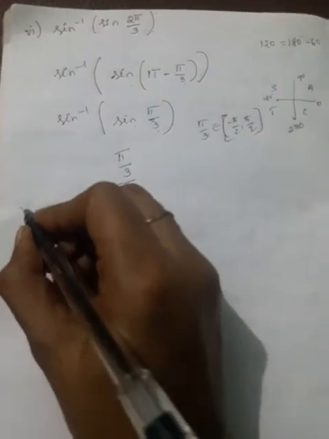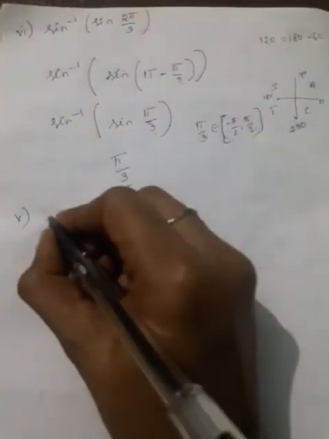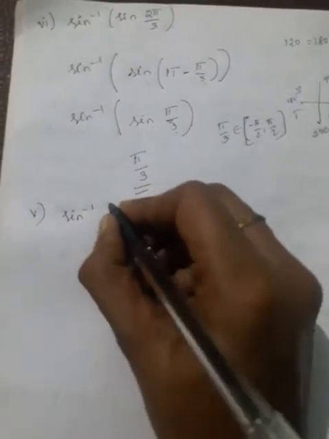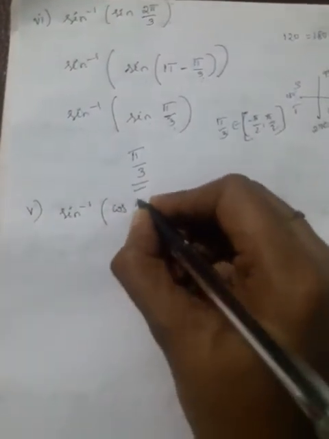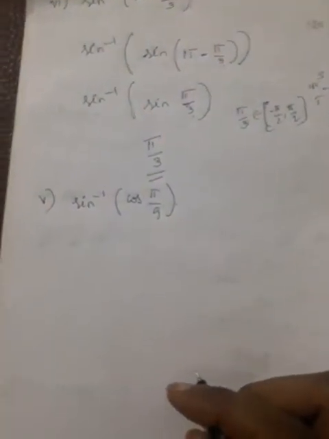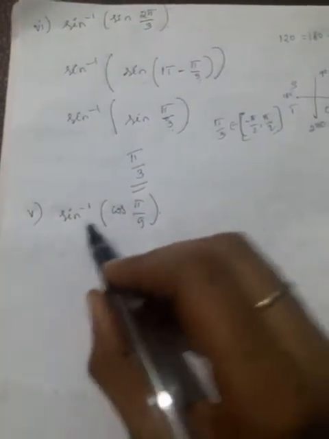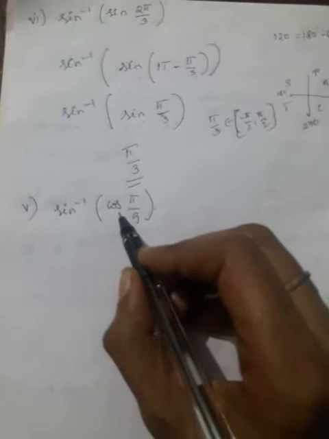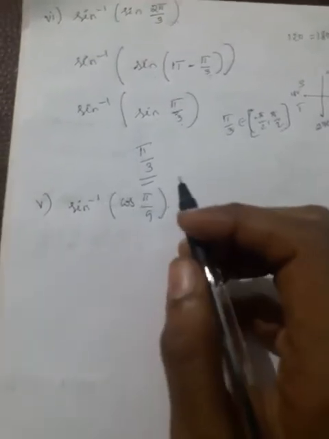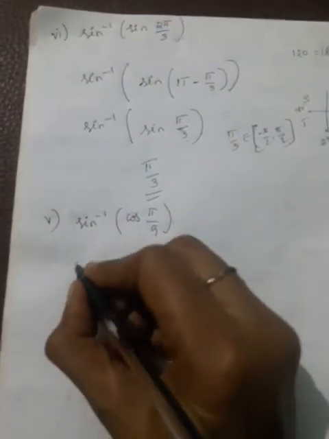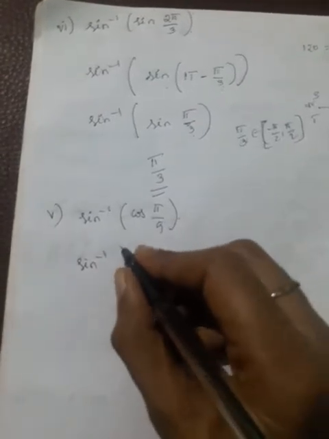The next problem is sine inverse of cos pi by 9. This is in the form of cos, and this is in the form of sine. We don't know any property for this. For that, we have to convert this cos into sine.